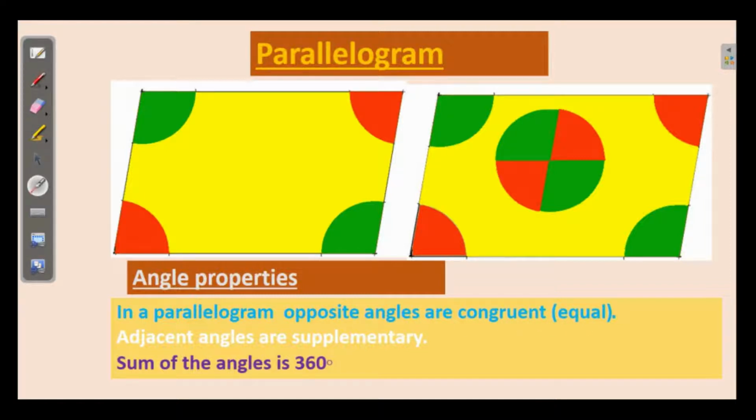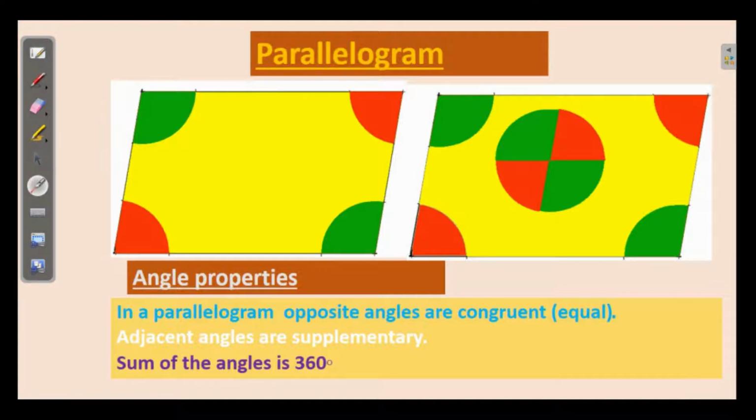Then what about the adjacent angles? One pair, two pair, the third pair and the fourth pair. These pairs are supplementary. That means 180 degrees. This one pair, two pair, third pair and the fourth pair. The adjacent angles are supplementary, or the sum of the nearby angles is equal to 180 degrees.